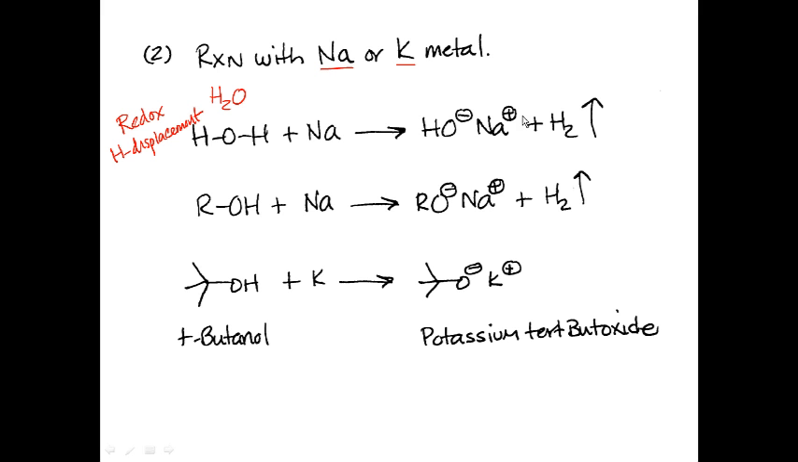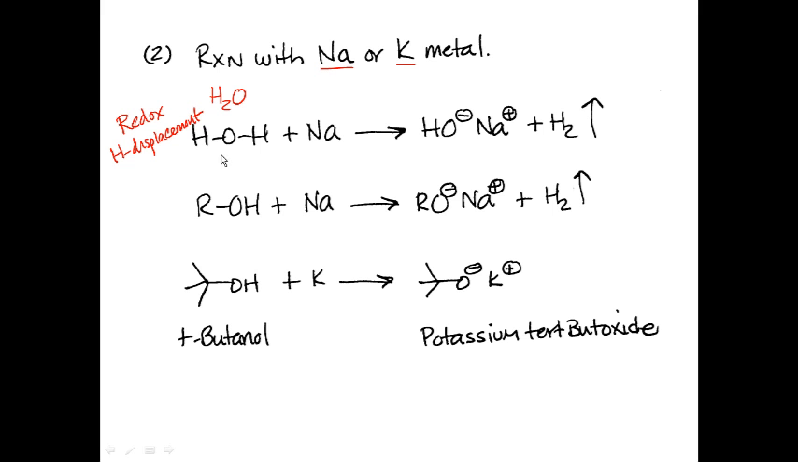So the redox part of this is sodium going from an oxidation number of 0 to +1, and hydrogen going from an oxidation number of +1 to 0. But we never worried too much about the sodium hydroxide. The hydrogen was always the important product there. But now what I'm going to say is this.